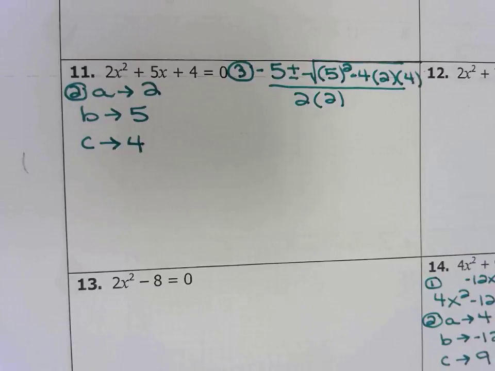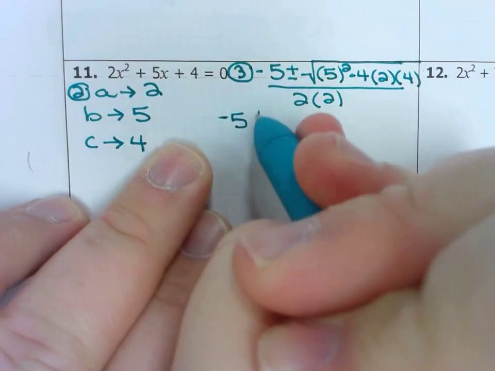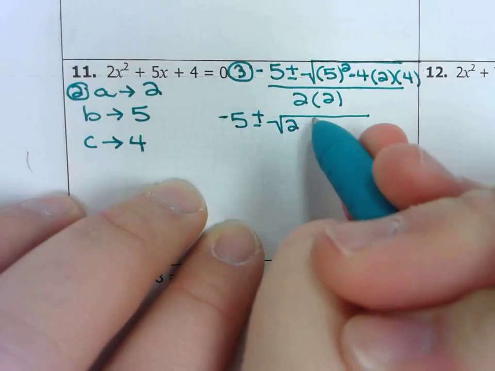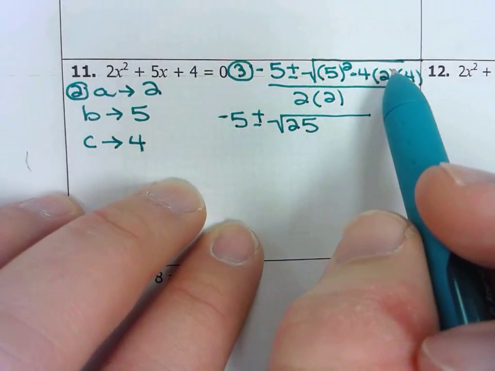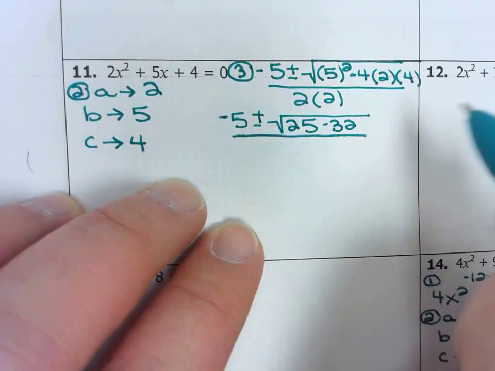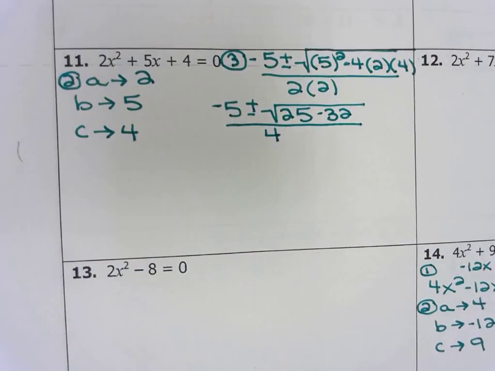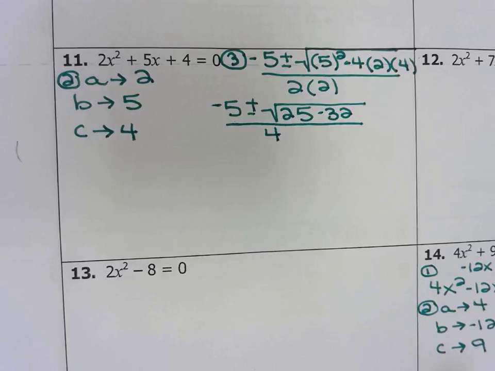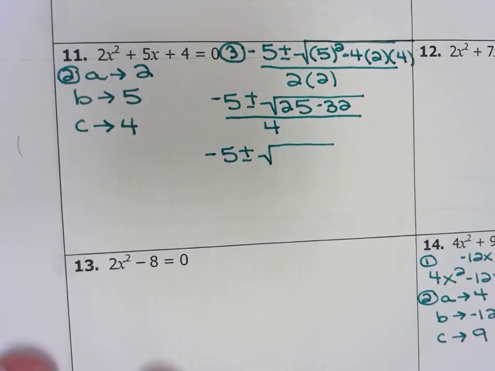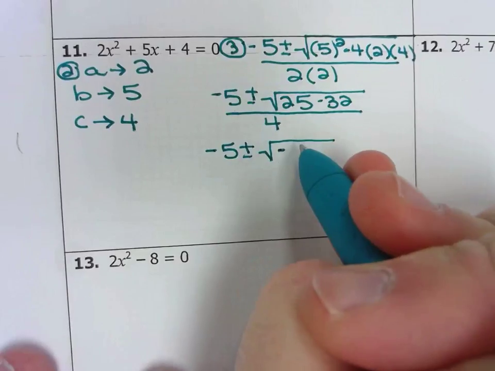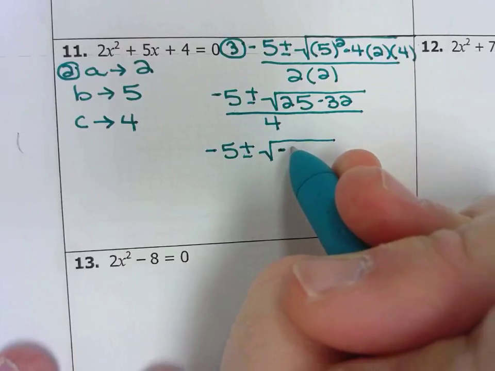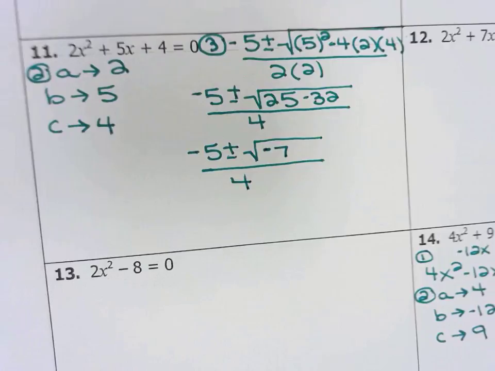As I go through to simplify this, negative 5 plus or minus the square root, 5 squared, 25. Negative 4 times 2 times 4, negative 32. All over what? Questions so far? Okay, negative 5, let's simplify the square root part, plus or minus the square root, what's going to be under the square root? 25 minus 32, all over 4.